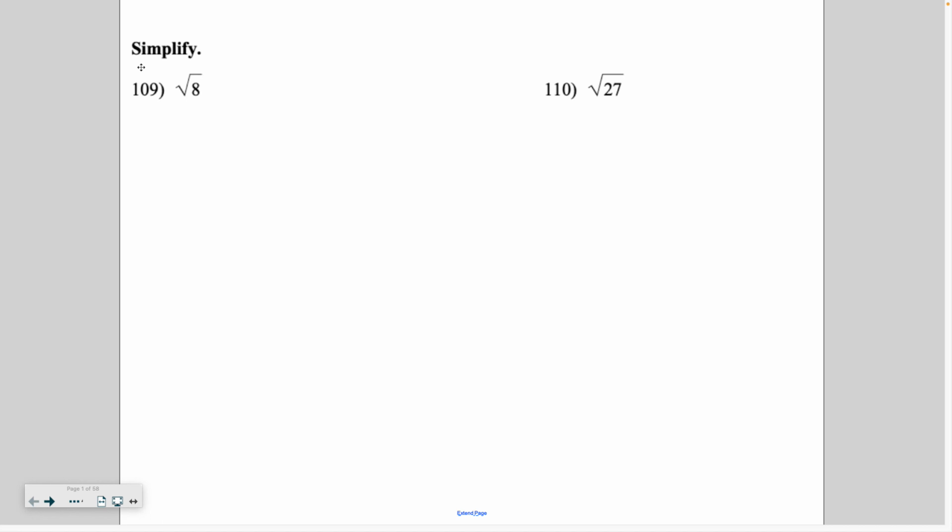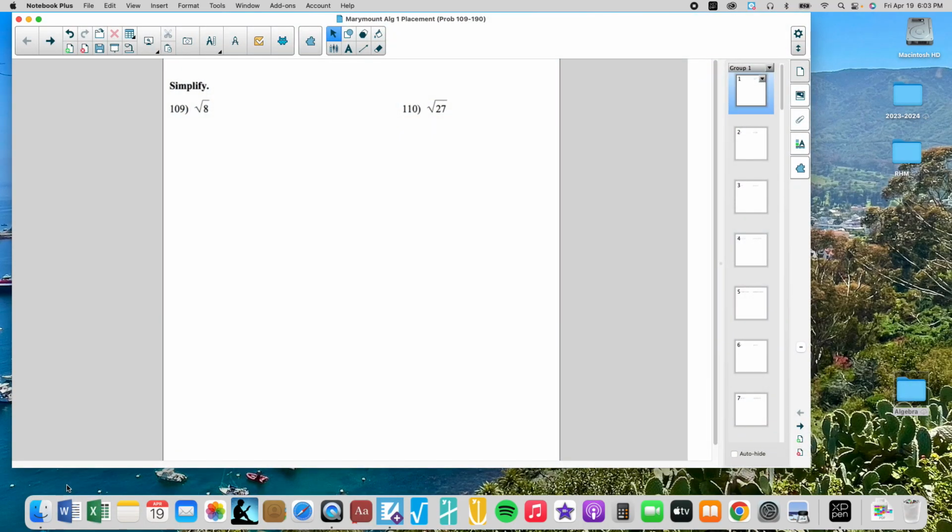This is number 3 and part 3, problems 109 to 190. And we have the square root of 8 here, and we need to understand, now that's interesting. So that didn't work out so well already.